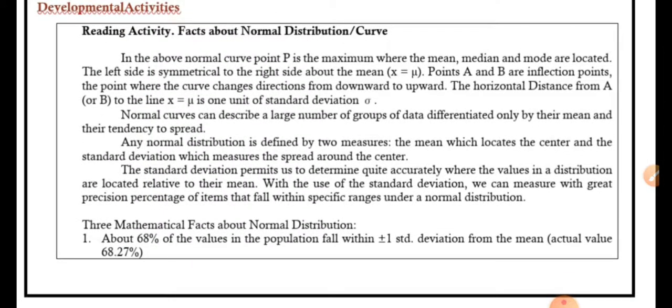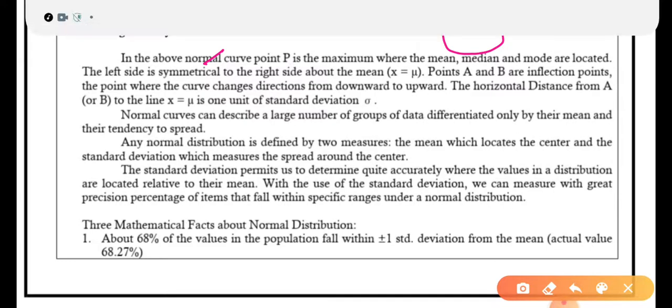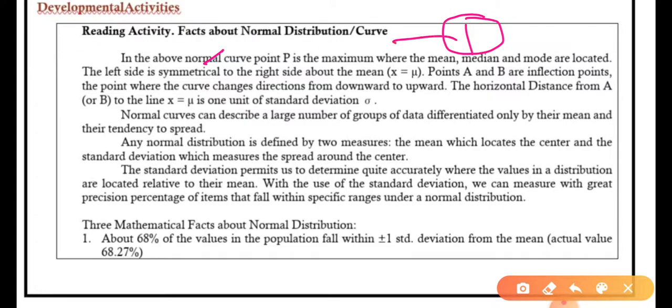In the above normal curve, point P is the maximum where the mean, median, and mode are located. The left side is symmetrical to the right side about the mean x = μ. When we say symmetrical, it means that what can be seen on one half, for instance this circle, can also be seen on the other half. Just like your body, when you cut your body into two, what you see on the left side of your body is also the same as the right side. That is what you call symmetrical.